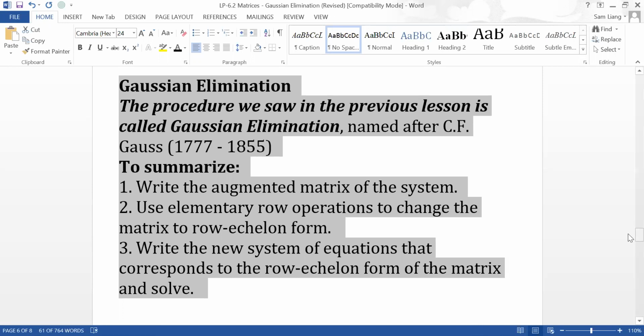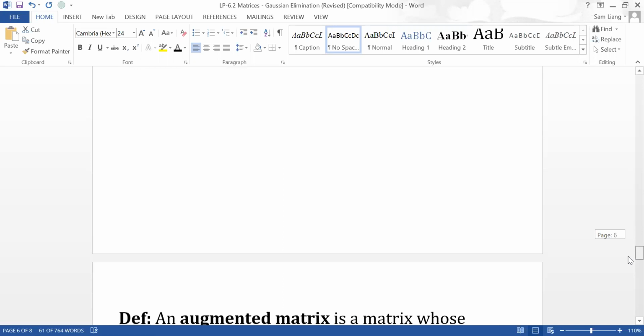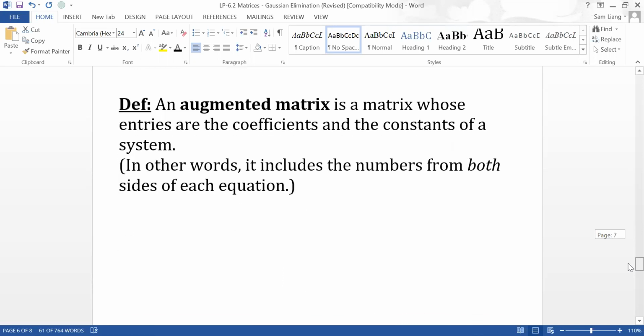Okay, not then I'll move on. All right, and I think I saw Sammy raise his hand earlier. Could you read this definition here?